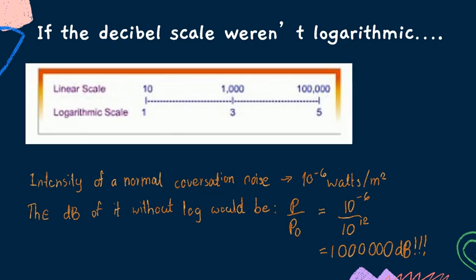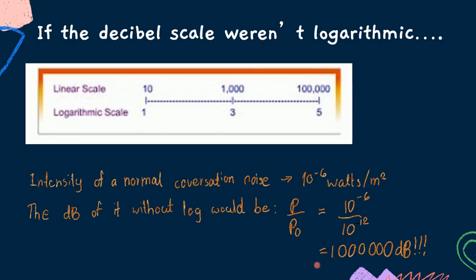So what if the decibel scale formula didn't have a logarithm in it? It would just be P over P0, and if we want to find the decibel level of a normal conversation, the intensity of normal conversation noise is 10 to the power negative 6 watts per square meter, so that will be P, and P0 will always be 10 to the power negative 12. So if we don't have a logarithm in the formula, the answer will be 1 million decibels. That's a lot, and we haven't even multiplied by 10.